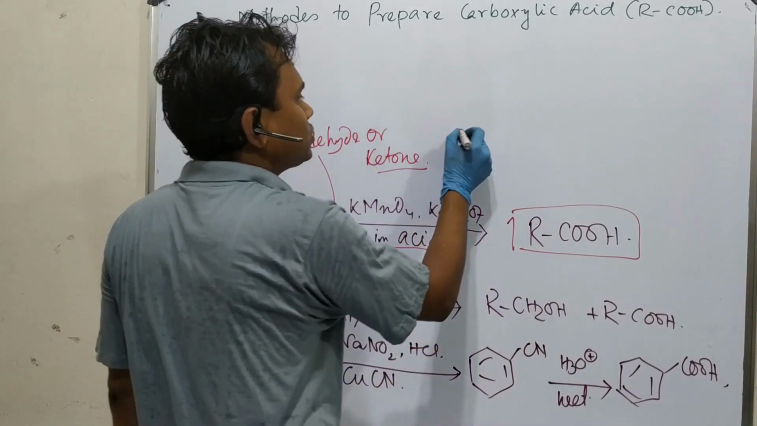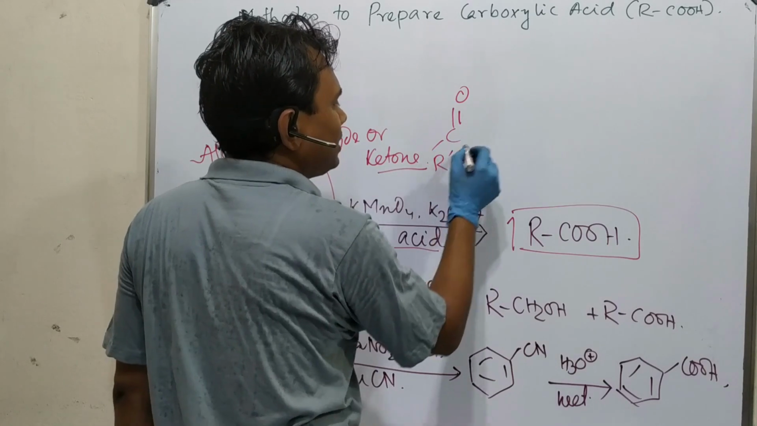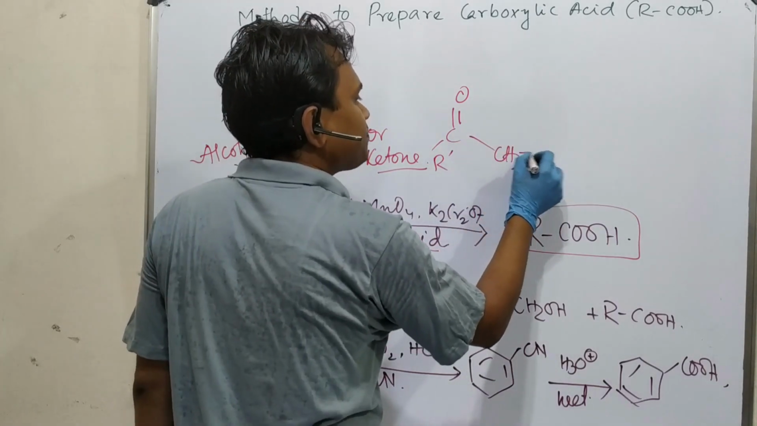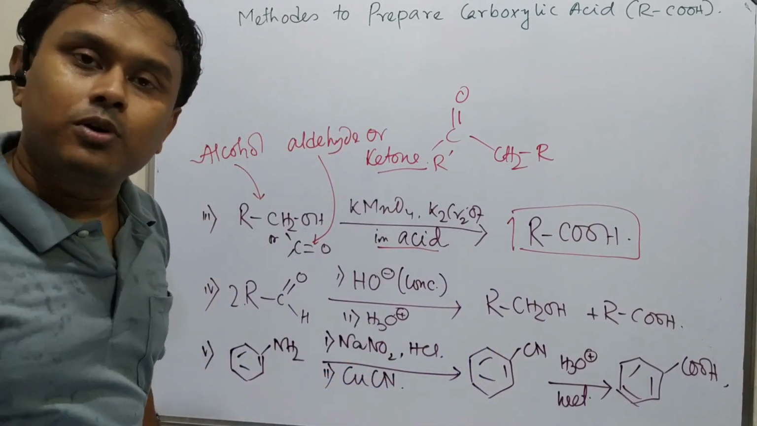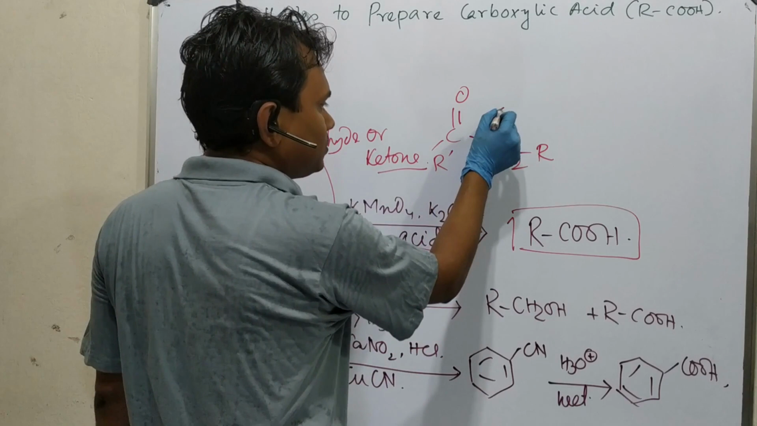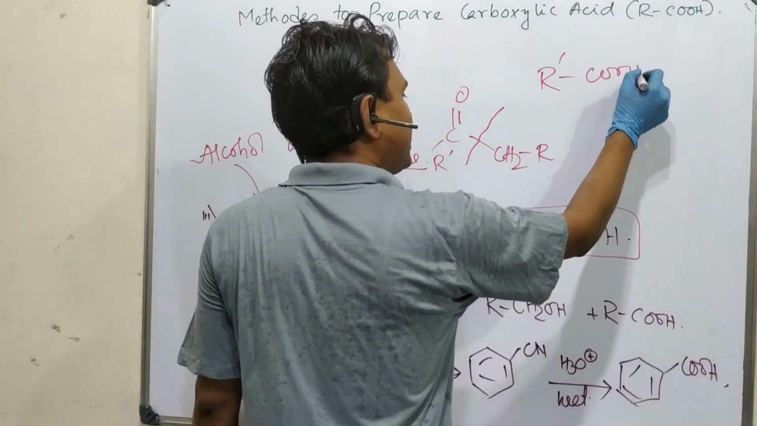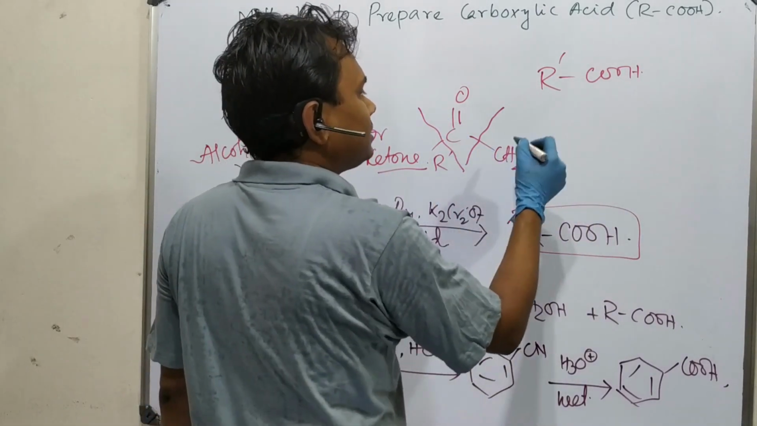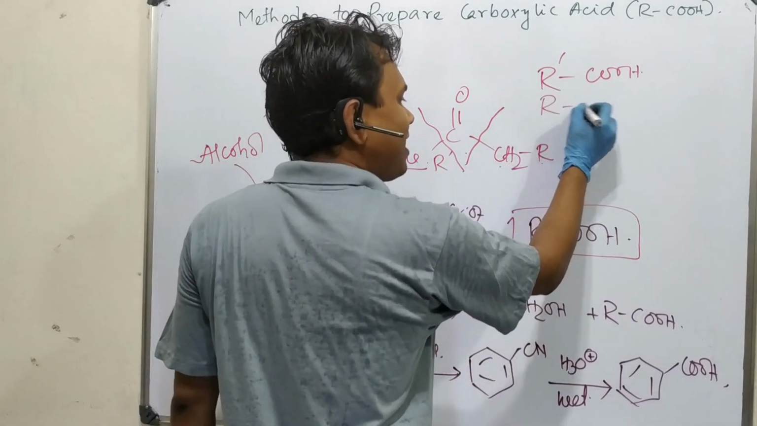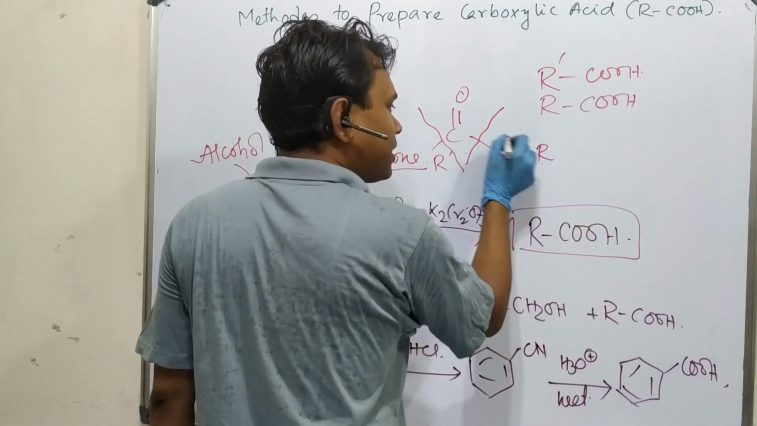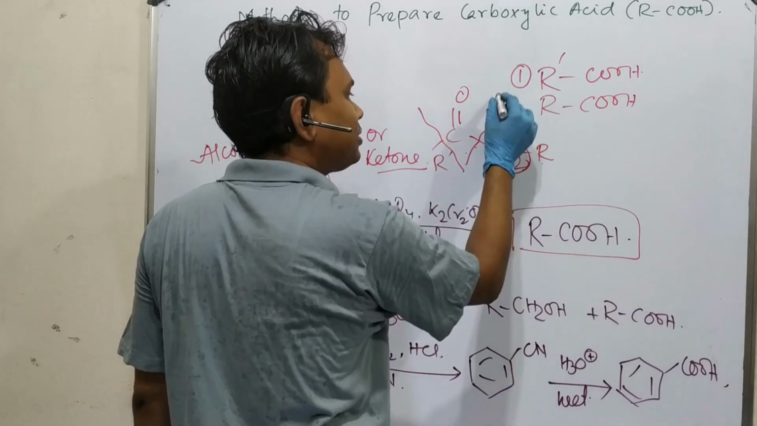In this context, one thing should be remembered. For example, this is R1 and this is R prime. So there are multiple possibilities. If you oxidize this ketone, it may break here to produce R prime COOH. This may break here, which means if this part is COOH, the other part will also be oxidized to RCOOH. This is possibility number 1.